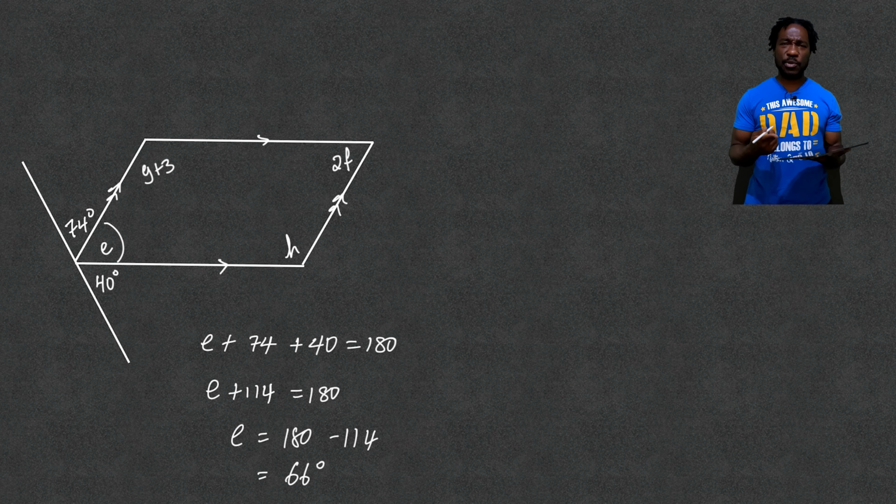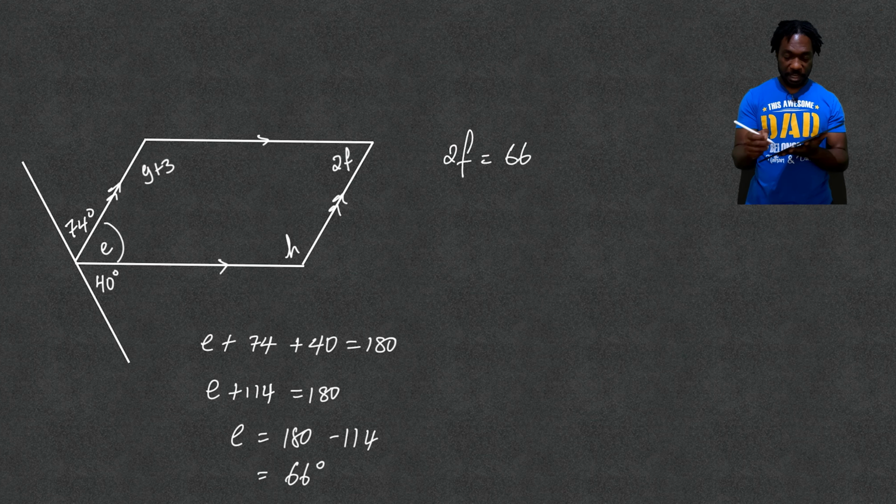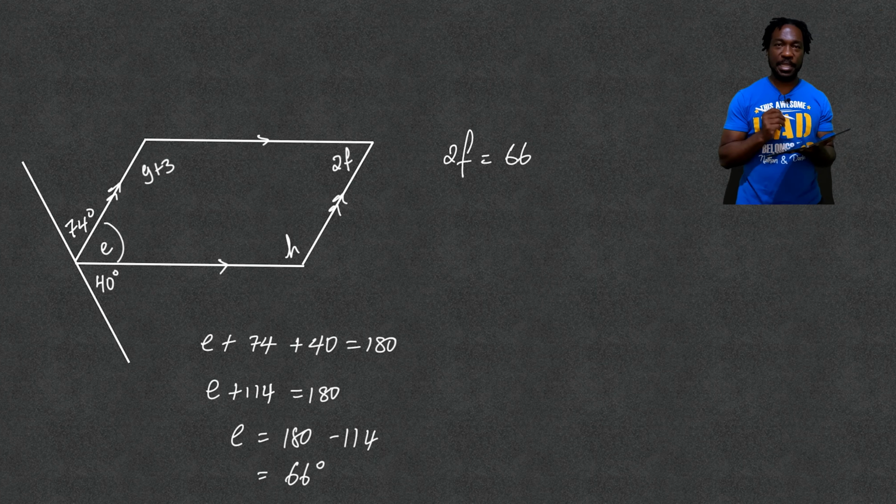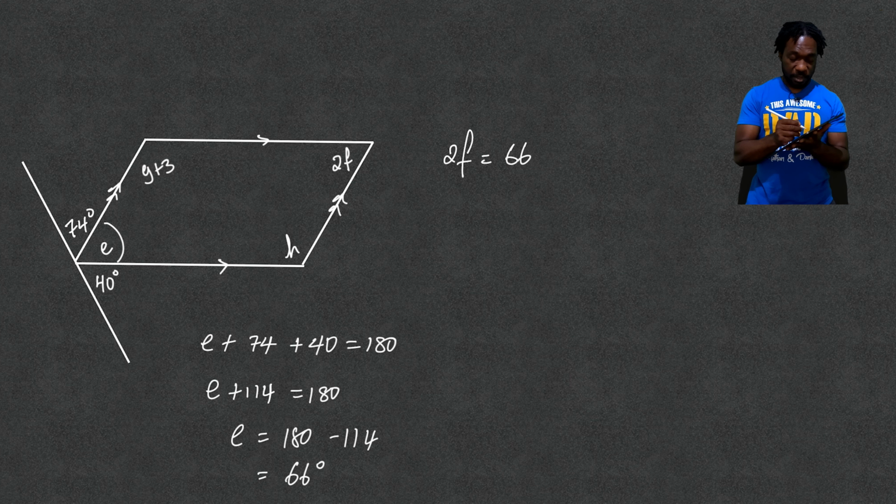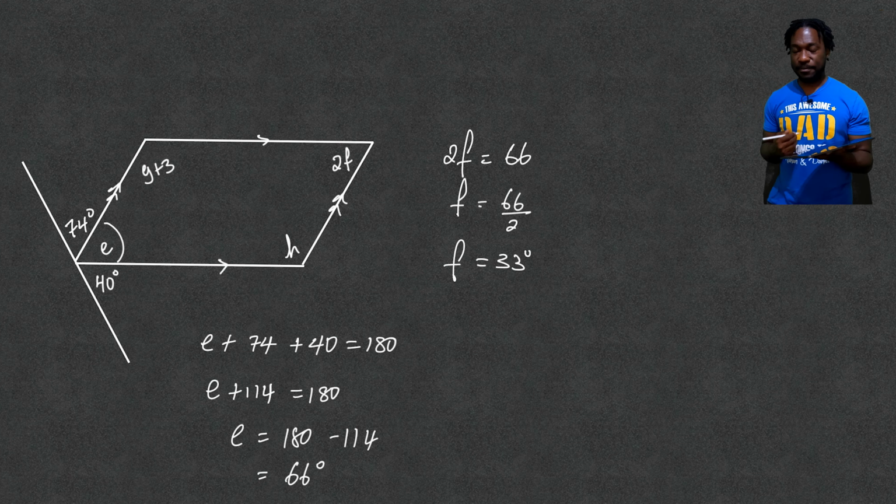Now, why did I tell you about this special quadrilateral? That is because in a parallelogram, the opposite angles are equal to each other. So now that I go to find F, I know that 2F must be equal to 66 degrees because this angle and that angle are the same in a parallelogram. So now I'm going to just divide by 2. So 66 divided by 2, and just like that, we know F is 33 degrees, and that's done.